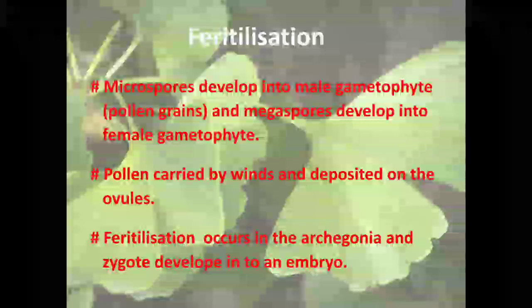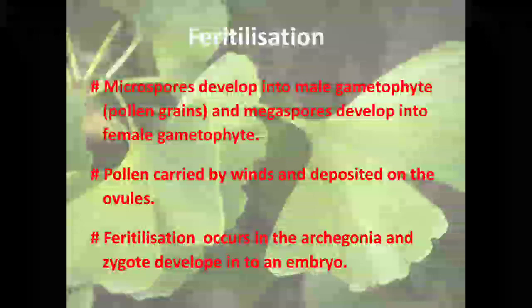Microspores means small spores that develop into the male gametophyte. So male and female plants are separated. The male gametophyte is the one having the pollen grains, and megaspores means large spores that develop into the female gametophyte.